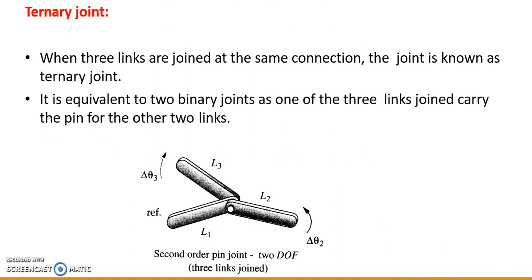What about the ternary joint? When three links are joined at the same connection, the joint is known as a ternary joint. It is equivalent to two binary joints. Why is it equivalent to two binary joints? Here L1, L2 and L3 are attached by one pin. Now this system forms two surface contacts. One surface contact is between L3 and L1, and another is between L1 and L2. That's why it is called equivalent to two binary joints.